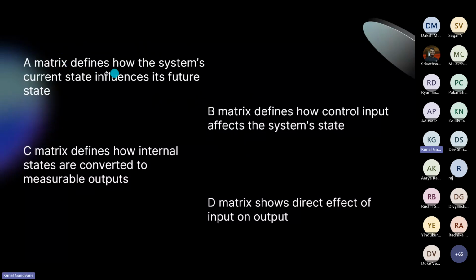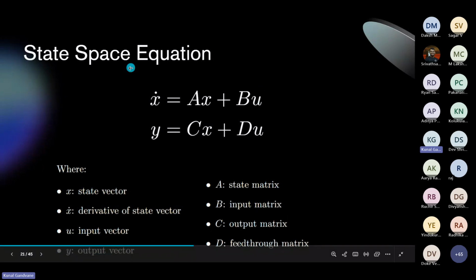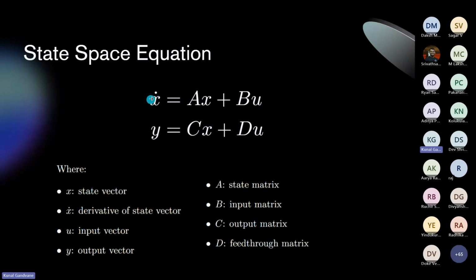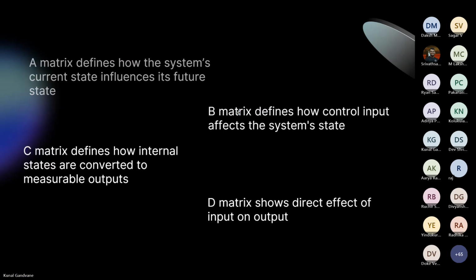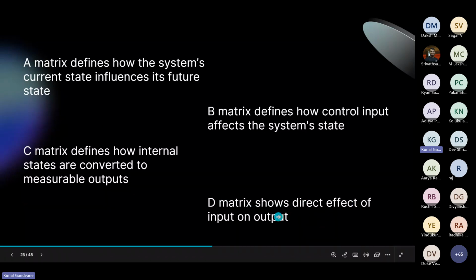The A matrix defines how the system's current state influences its future state, or you can say the derivative of the state vector. So this is how the state vector changes, the derivative of the state vector. And the B matrix tells how the input vector changes this. And the C matrix defines how internal states are converted to measurable output. I will tell you what this is. And the D matrix shows the direct effect of input on output.